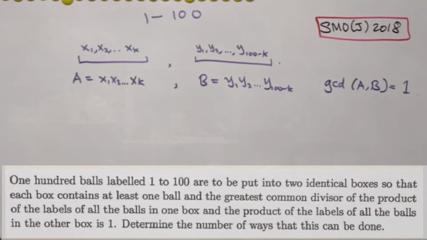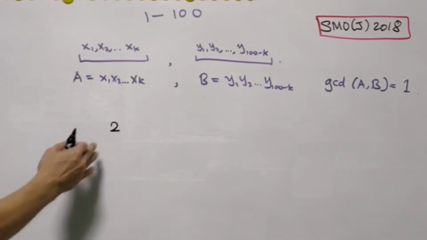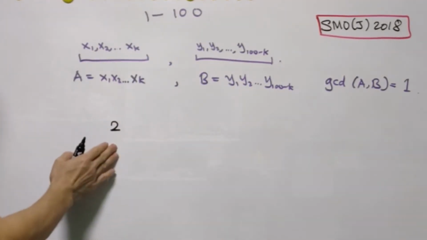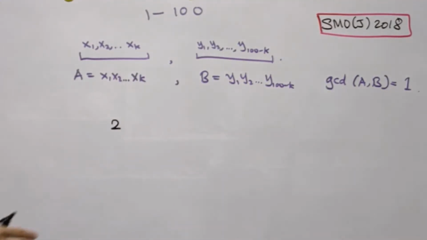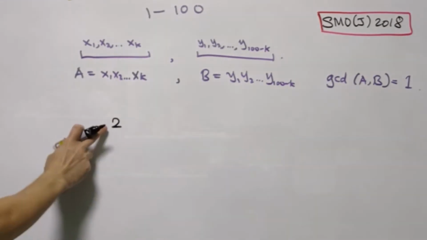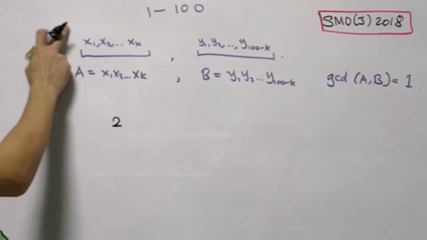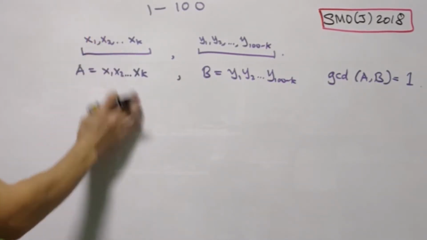Let us consider this. If the number 2 is in the first box, then all the even numbers have to be placed in the same box as well. If not, the GCD of A and B is at least 2. So the conclusion is that if 2 is to be placed here, then all the even numbers have to be placed in the same box.